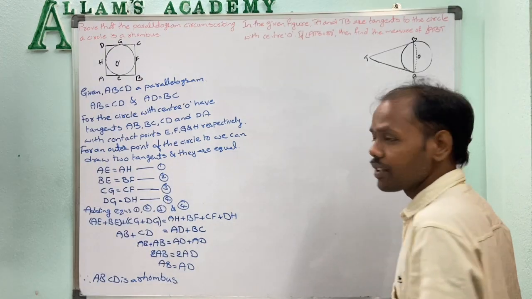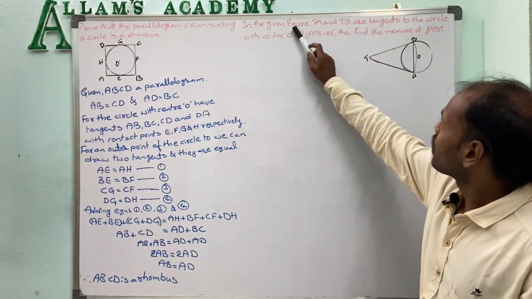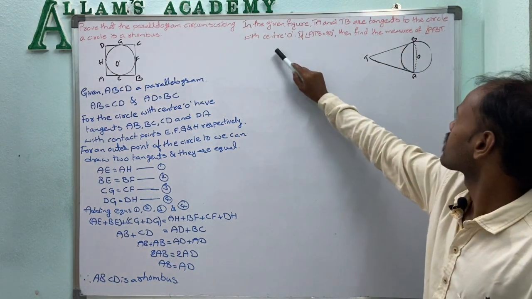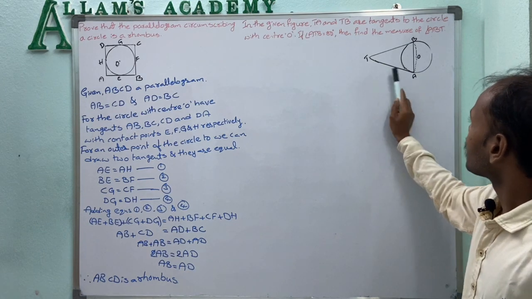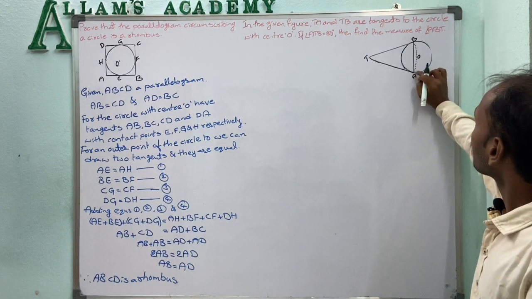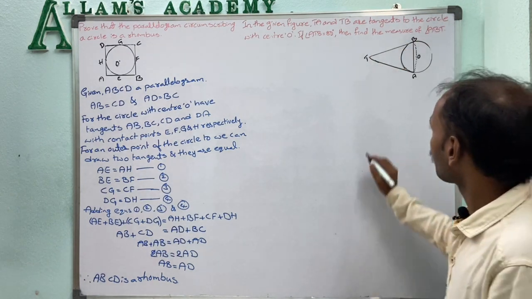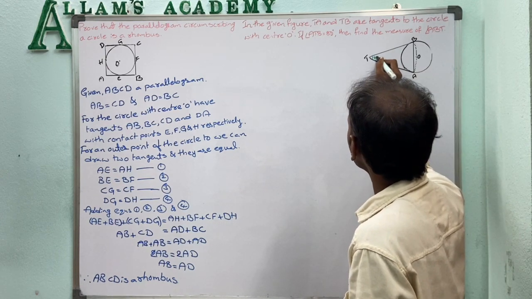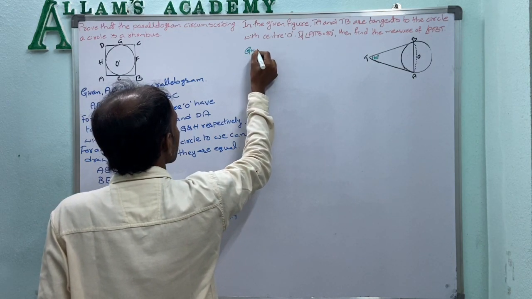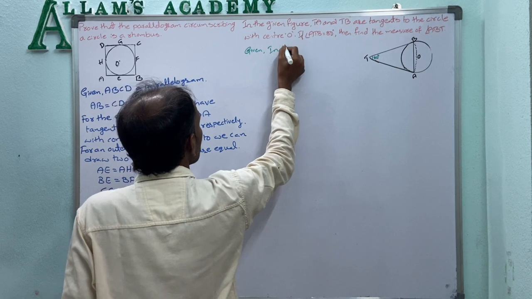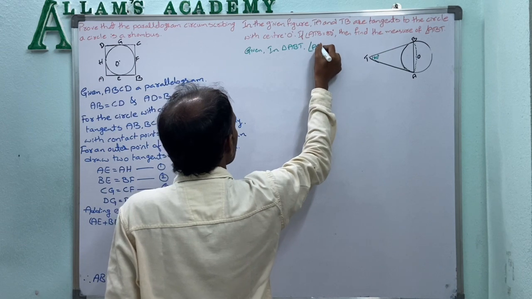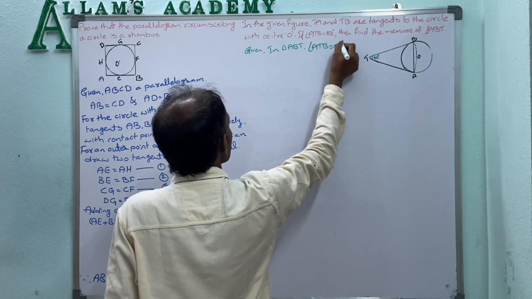Okay, now here is a given problem. In the given figure, TA and TB are two tangents to the circle with center O. If angle ATB equal to 80 degrees is given, then find the measure of angle ABT. This one we want to find, and here this angle is 80 degrees. So given in triangle ABT, angle ATB equal to 80 degrees.